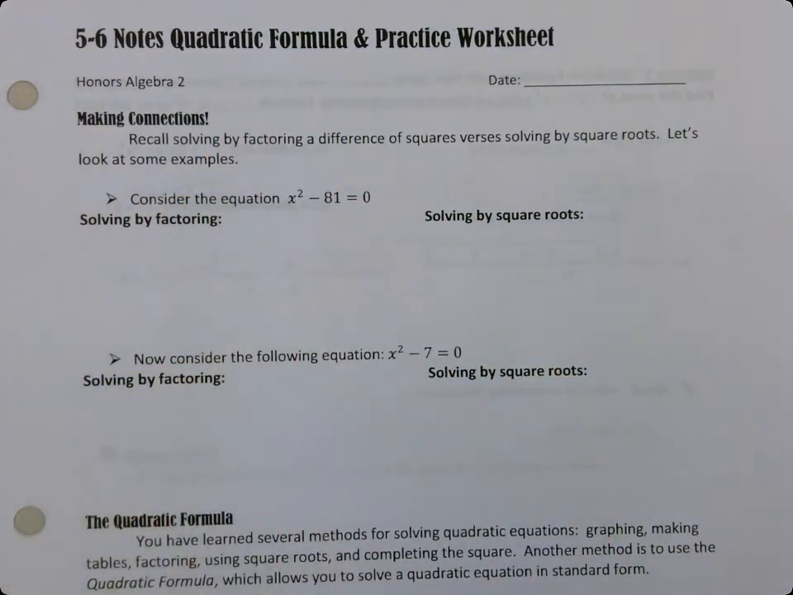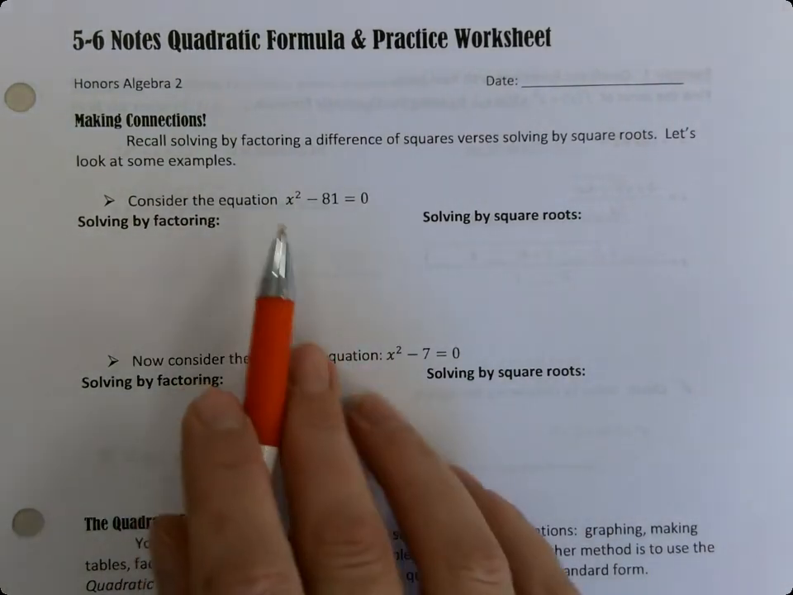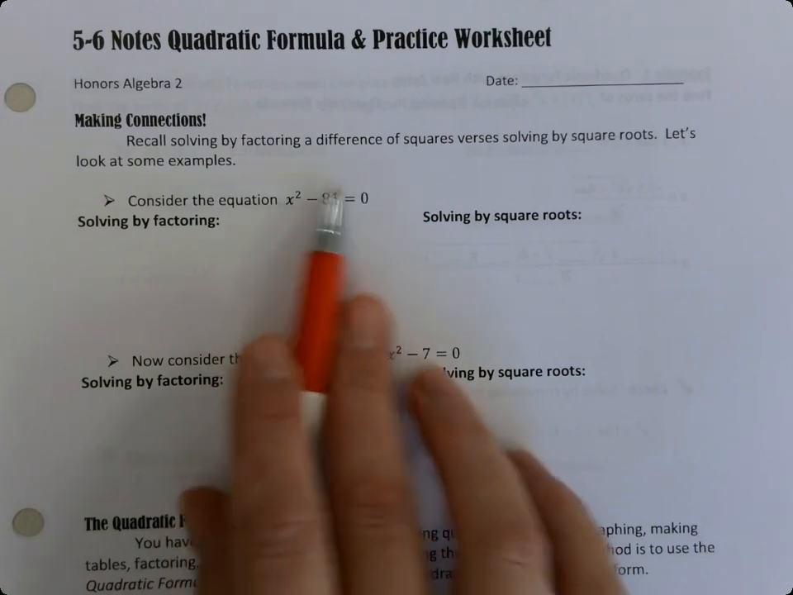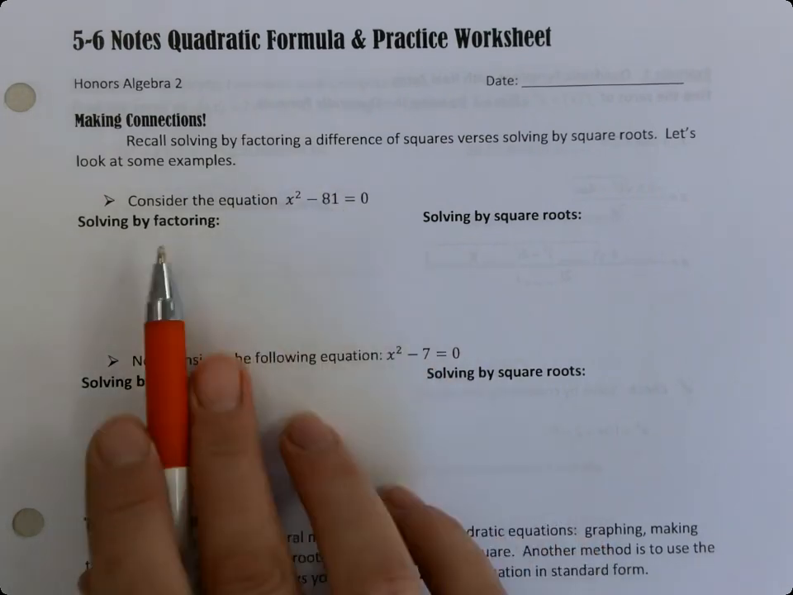So no matter what is thrown at you, you can always use the quadratic formula. It just might not be the fastest way, but it solves every quadratic. So the first thing I have here is just consider solving this x squared minus 81 by factoring.